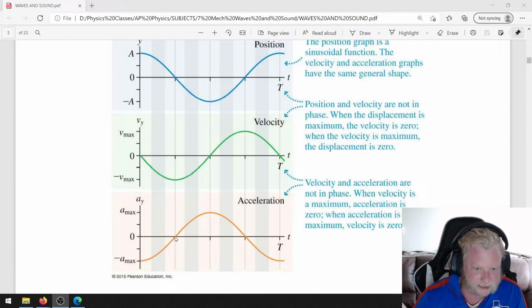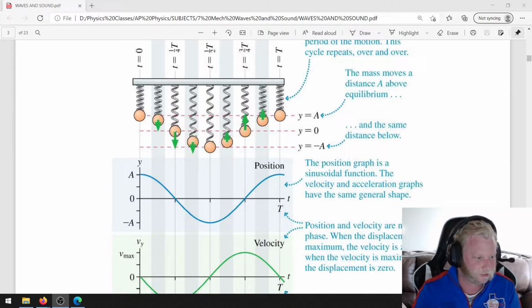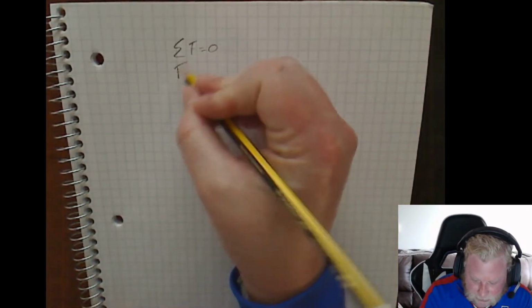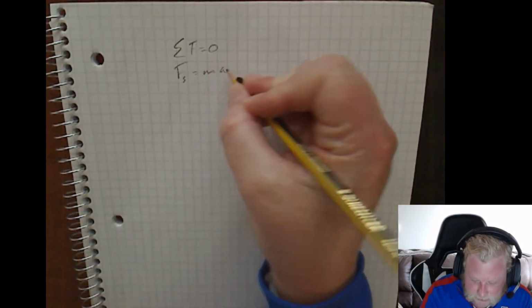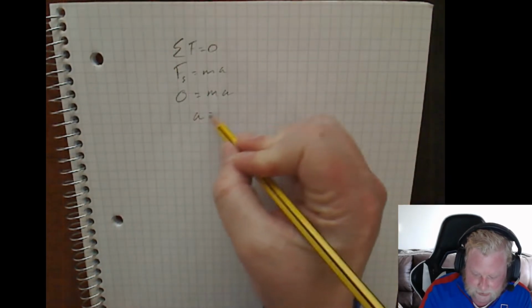Now, why is the acceleration 0 at your equilibrium positions? Well, the reason for that is that if you look at the net force acting here, you've got a spring force. The spring force here is 0 because the spring is neither compressed nor stretched, right? So if your net force is 0 and your net force is that spring force, well, 0 equals mass times acceleration, therefore acceleration has to equal 0.